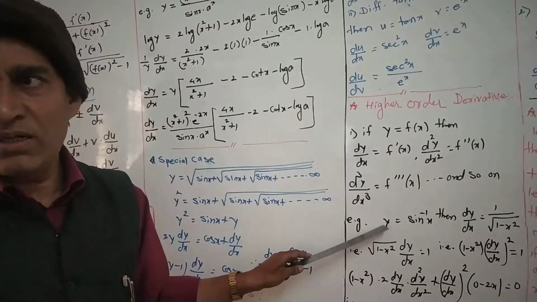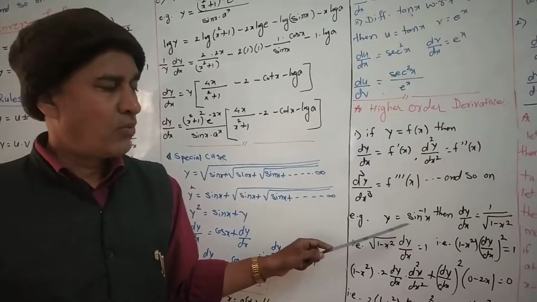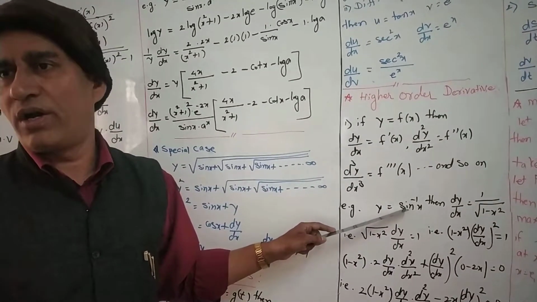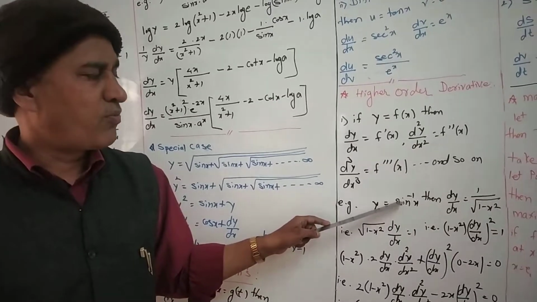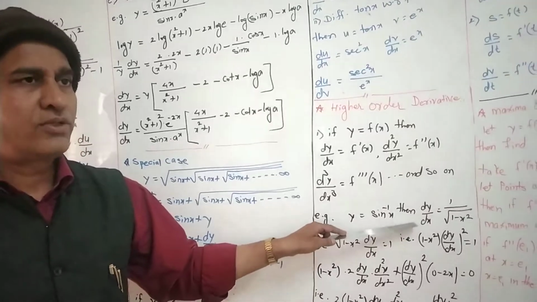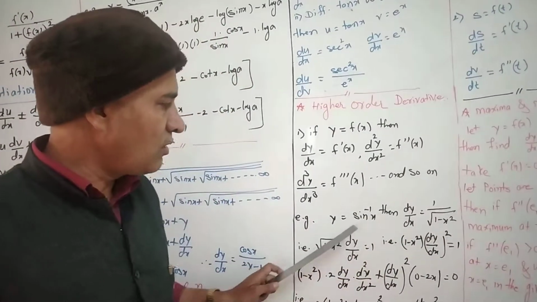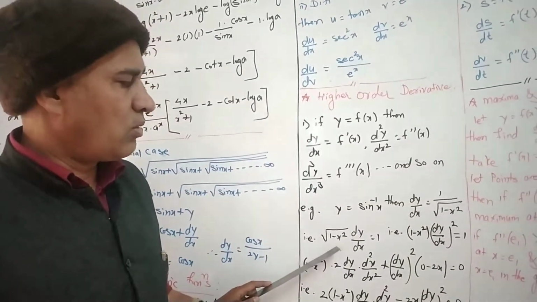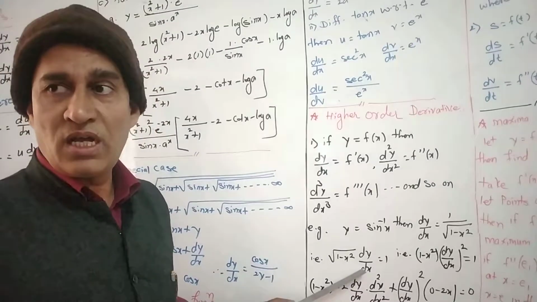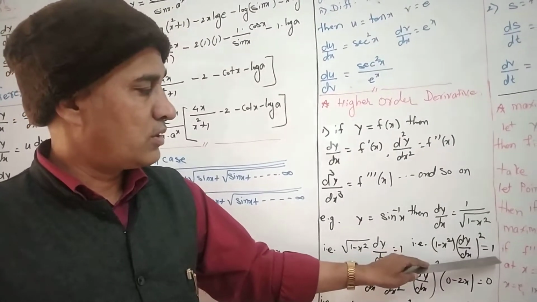For a particular example, which is the most important part of differentiation, we take y equal to sin inverse x. Now we have to find the second order derivative. First, we have to find the first order derivative. For that, dy by dx is equal to 1 upon under root 1 minus x square. Now, it can be written as root of 1 minus x square times dy by dx equal to 1. By squaring both sides, it becomes 1 minus x square times dy by dx the whole square is equal to 1.